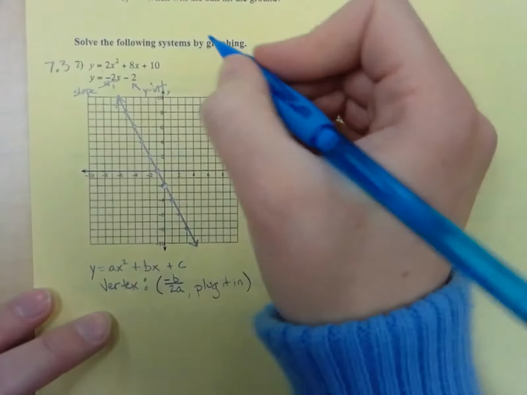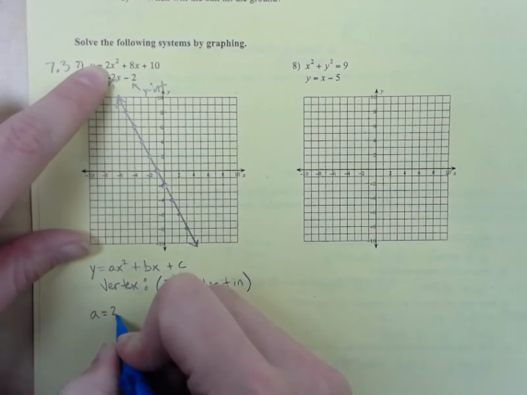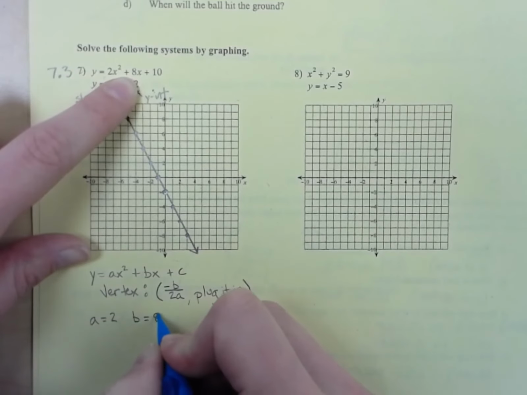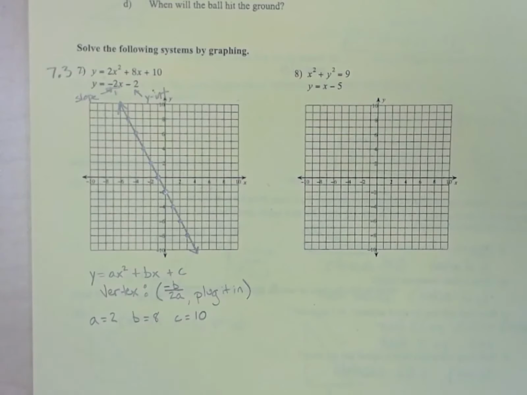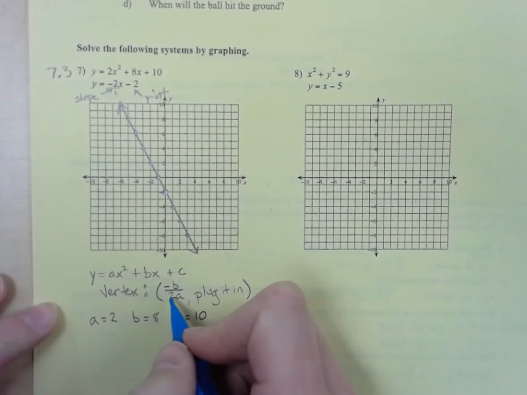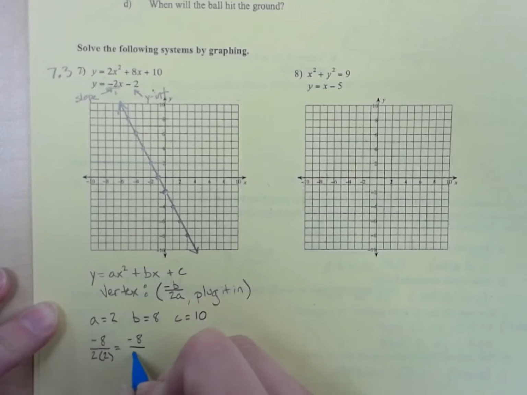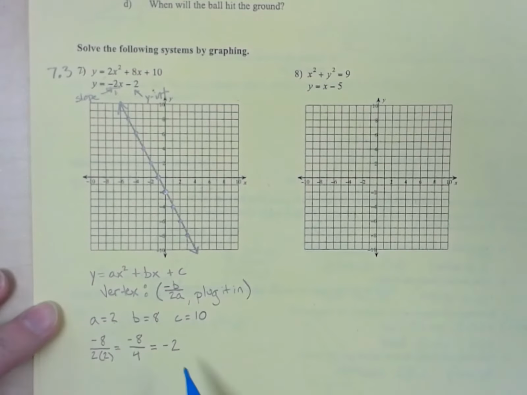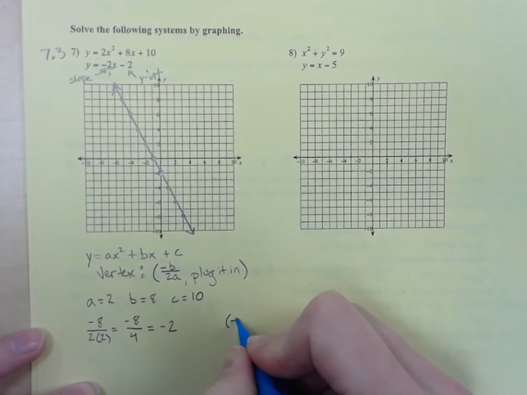So for this equation, I see that a is equal to +2, b equals +8, and c equals 10. So to find the x coordinate of the vertex, I'm going to go opposite b. Because this is positive, I'm going to go -8 over 2 times a, -8 divided by 4, which is -2. So the x coordinate of my vertex is -2.